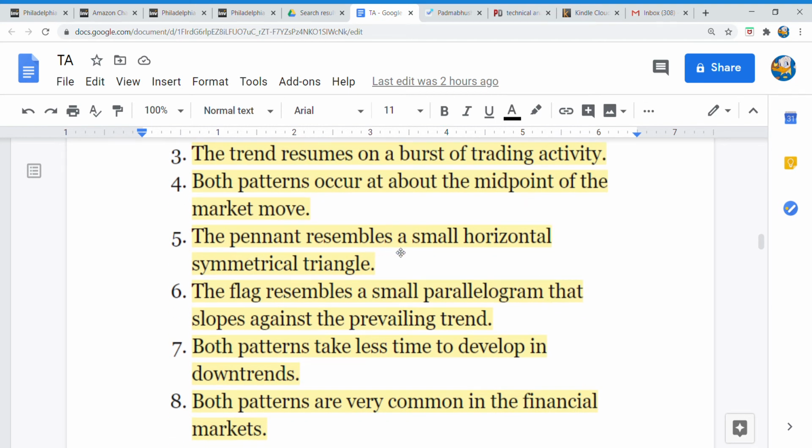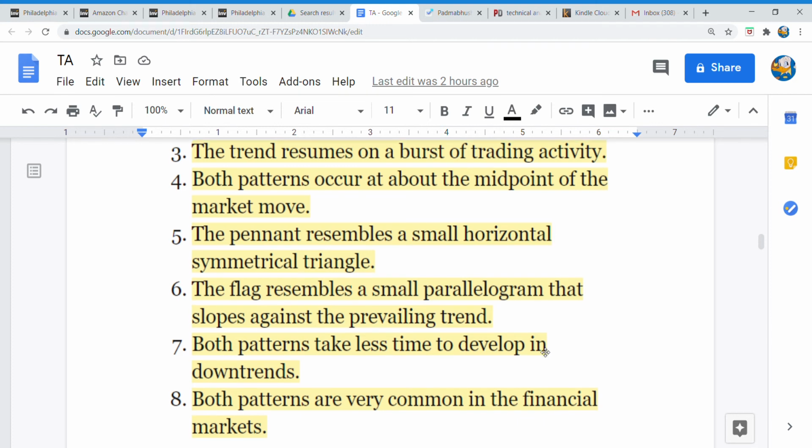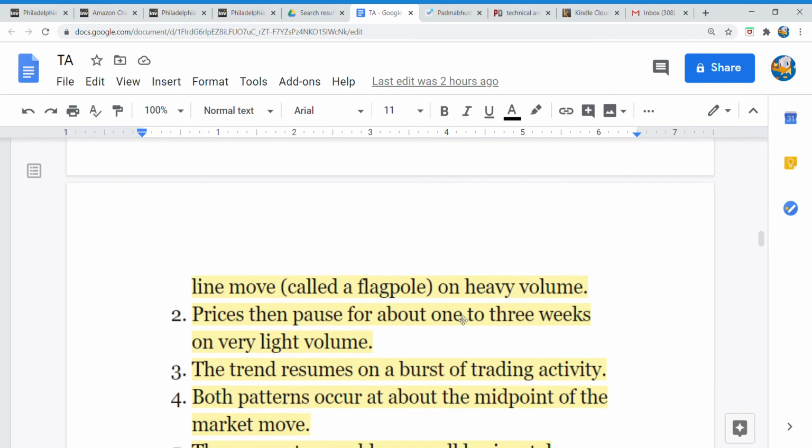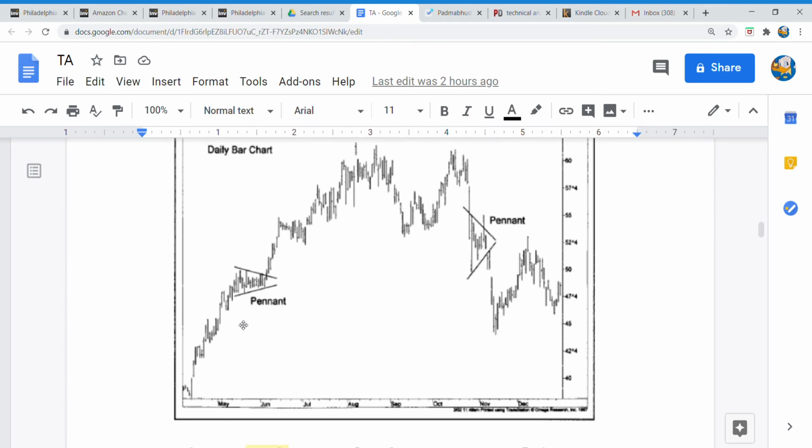The pennant resembles a small horizontal symmetrical triangle. The flag resembles a small parallelogram that slopes against the prevailing trend. Both patterns take less time to develop in downtrends. Both patterns are very common in financial markets. So in uptrends, it takes more time than in downtrends. In downtrends, it forms in less time.